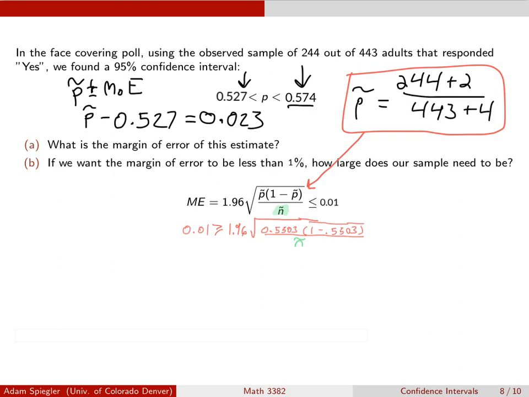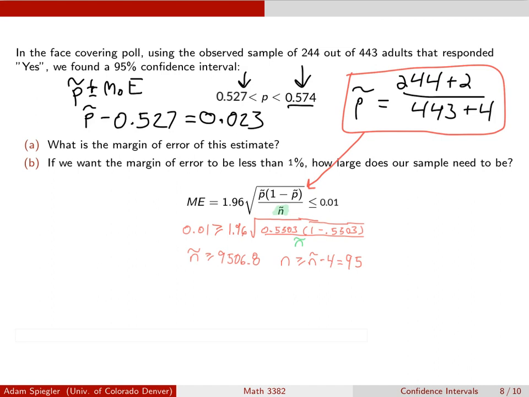And so now we can solve that for n tilde, doing some algebra. And solving for n tilde, we get a value that n tilde needs to be greater than or equal to 9,506.8. And therefore, n would need to be greater than or equal to n tilde minus 4. So we need to subtract off those 4 extra values that we include in our sample.